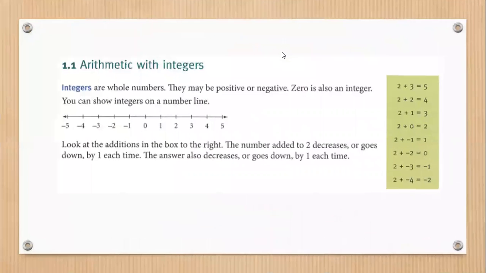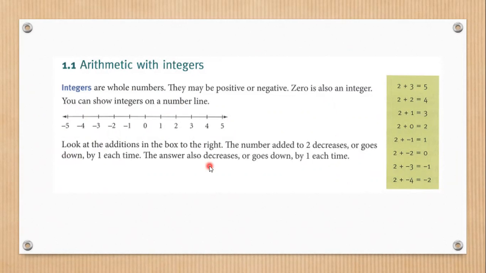Okay, let's talk about the next topic. Here is arithmetic with integers. So what are integers? Integers are whole numbers that start from 0 and go plus and minus 1, plus and minus 2, 3, like that, all of these. Here you can see what is called a number line. You can show the integers on a number line.